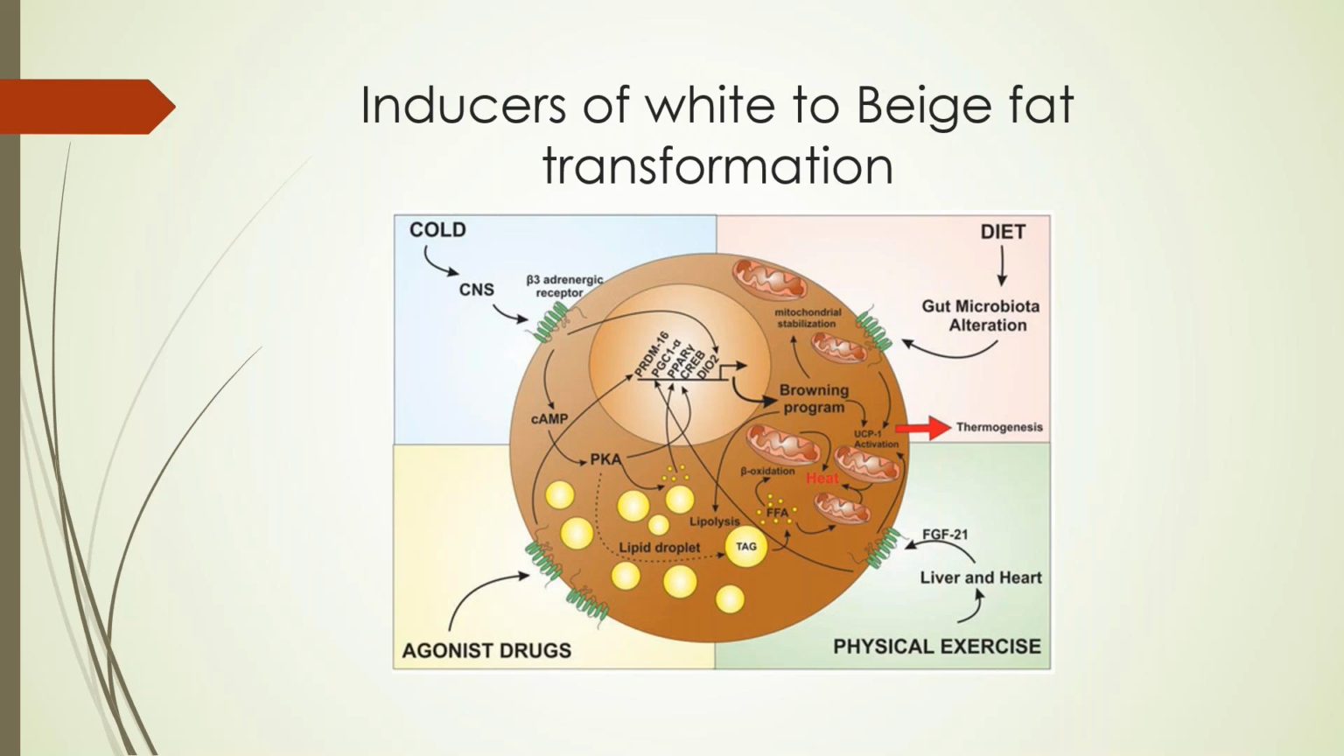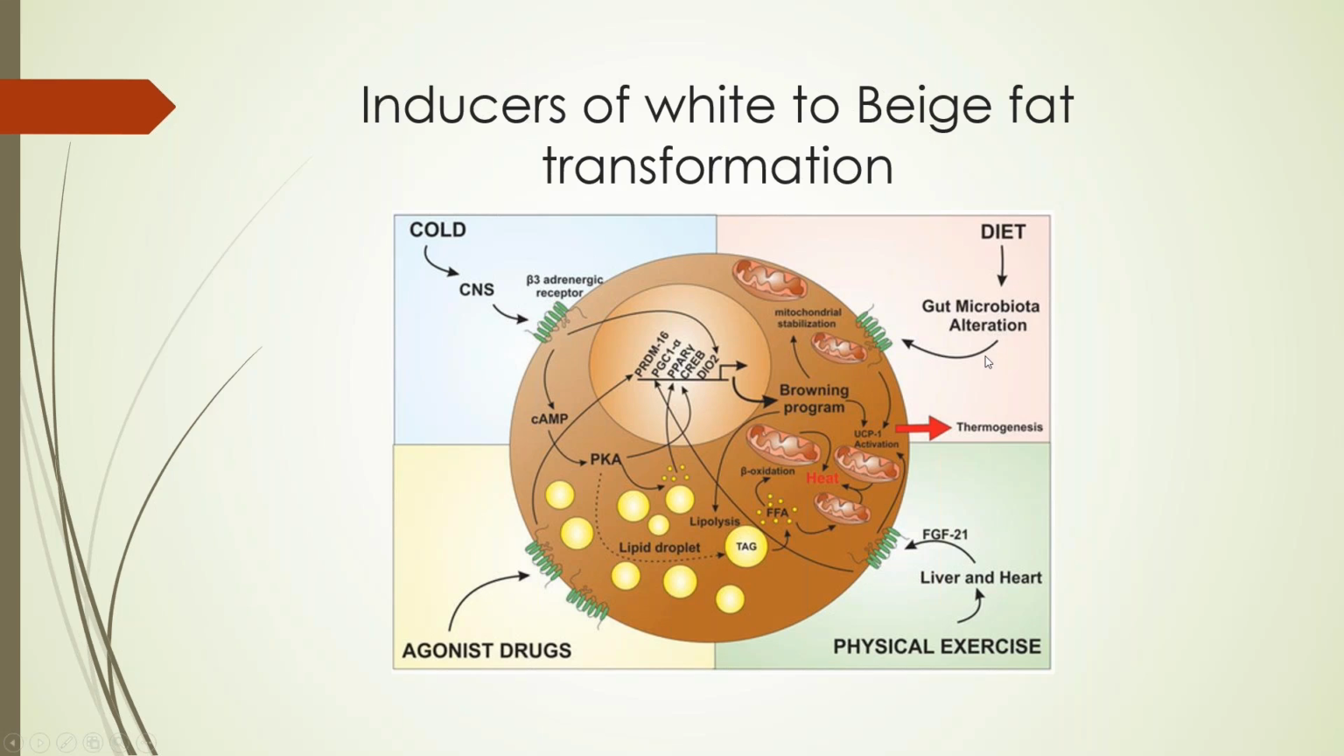So that is why beige fat are even more interesting to work upon than classical brown adipocytes. So what are the stimuli for beiging, the conversion of white into brown? This could be cold stimuli through the CNS, and this is very similar to what we see with brown fat. So they bind to the adrenergic receptor.